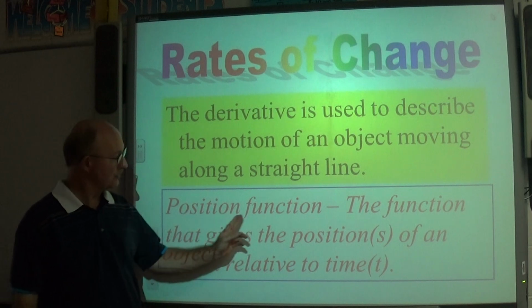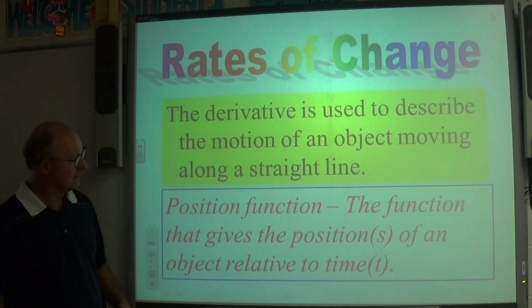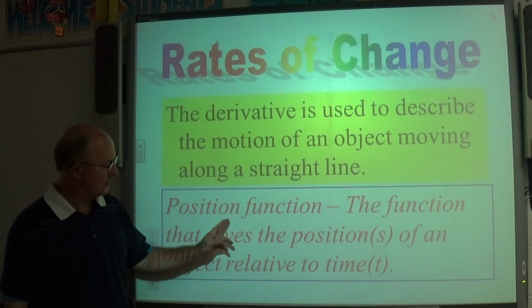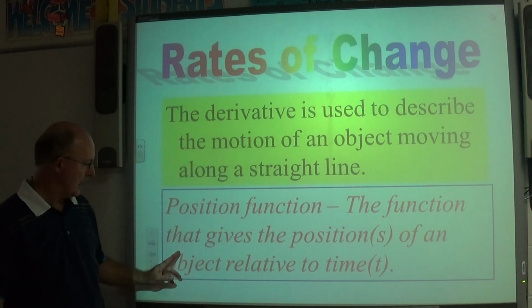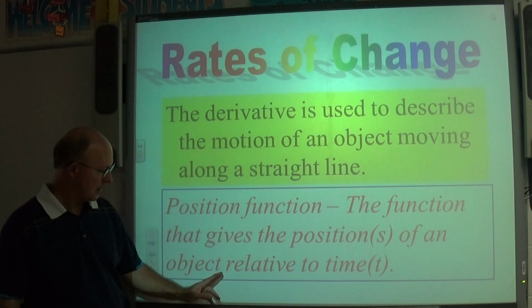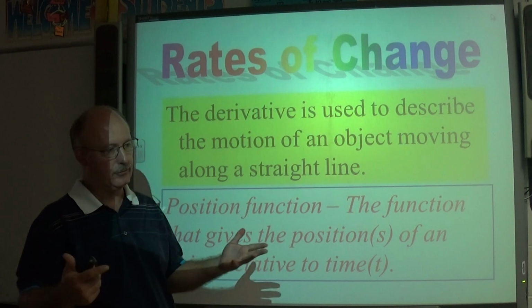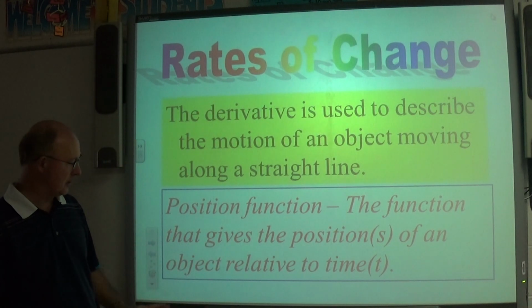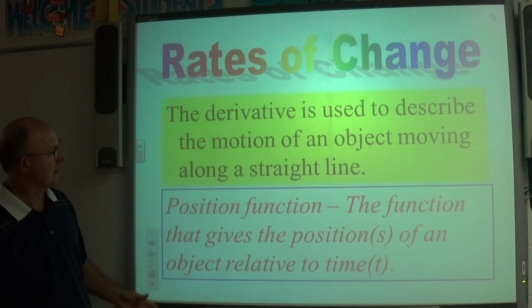Now, let's describe the position function of a function. Given motion along a line, the position function is the function that gives the position of an object relative to time. So simply, the function that gives the position of an object relative to time.